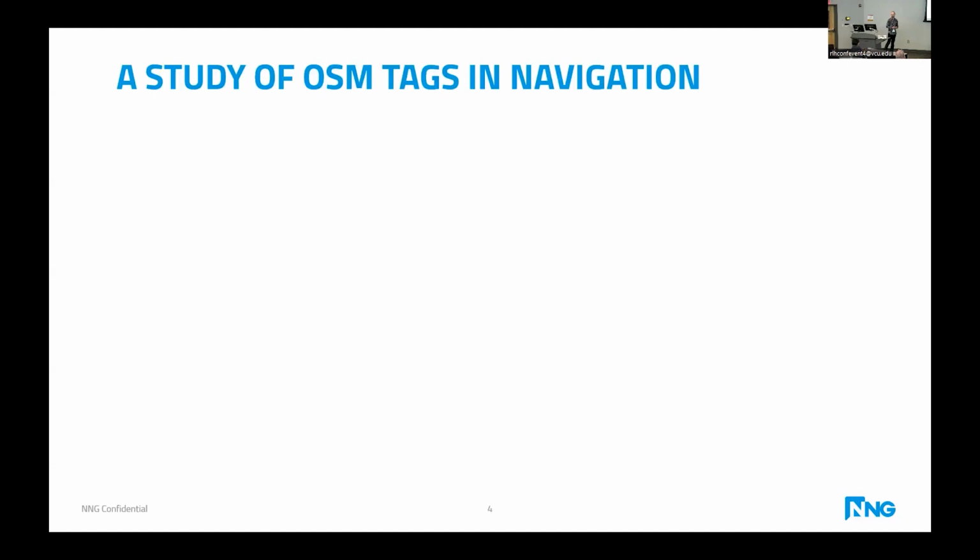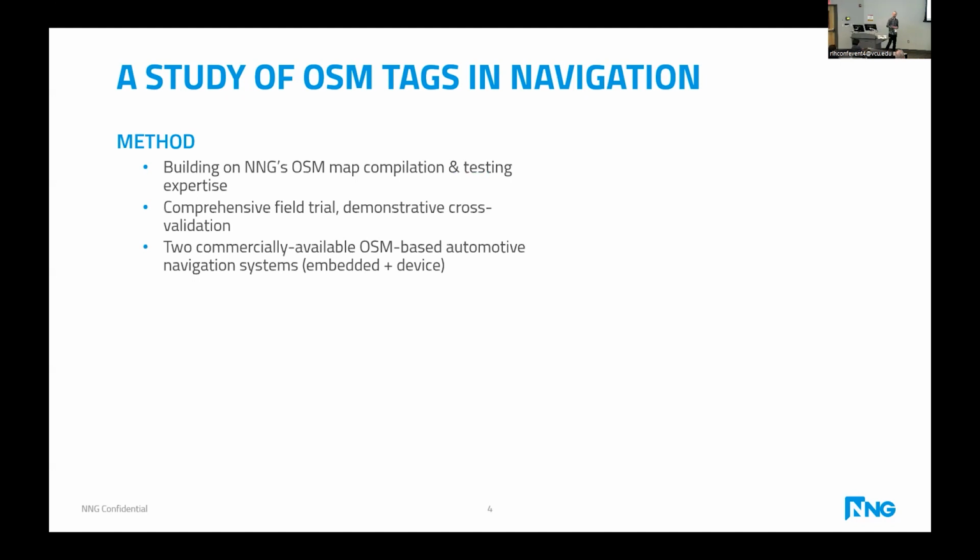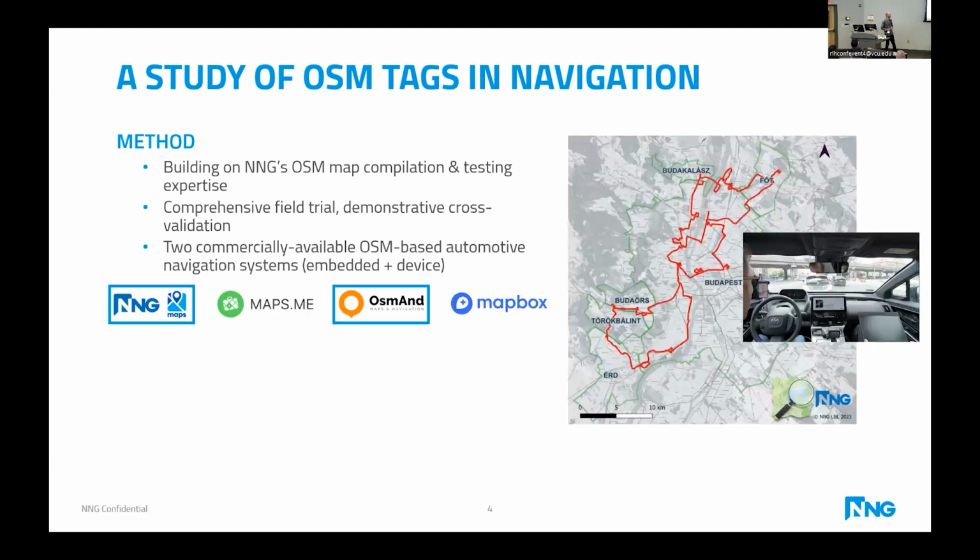We have years of experience with OSM, mostly internal experiences so far. But we know that we are not the only company dealing with OSM navigation. So we went out for a field test where we compared two navigation solutions: one embedded solution, which was our solution, NNG Maps, and we also took a device with OSM, the popular Android-based navigation software. We went around in Budapest, the capital of Hungary, where we tested all the key functionalities which are required for a good navigation. And why did we do it?